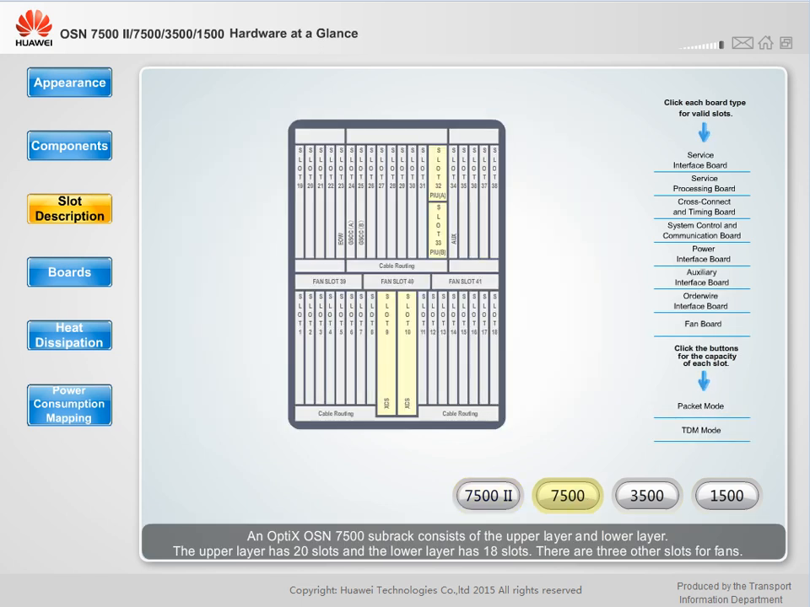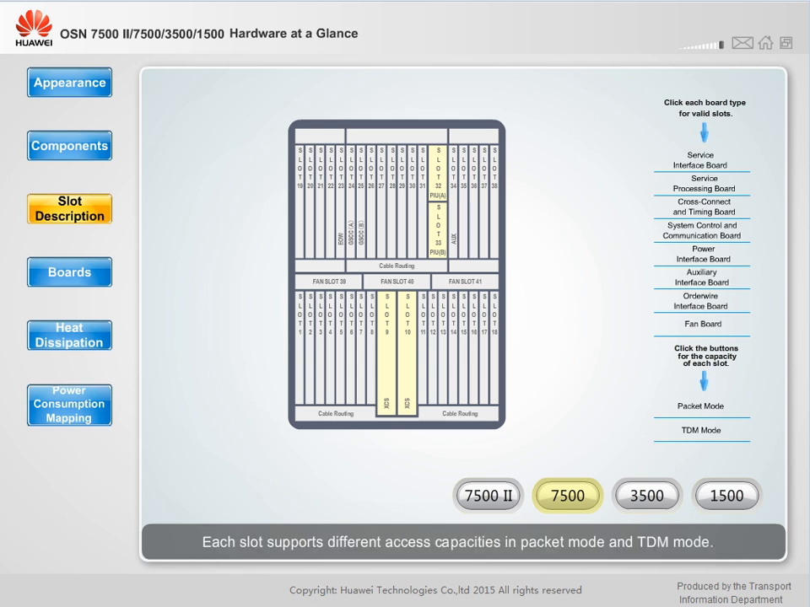An OptiX OSN 7500 subrack consists of the upper layer and lower layer. The upper layer has 19 slots for interface boards, and the lower layer has 18 slots for processing boards. There are 3 other slots for fans. Each slot supports different access capacities in packet mode and TDM mode. The cross-connect board type also determines the access capacity of a slot.